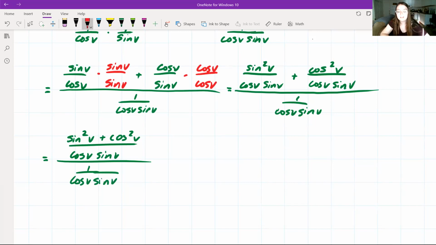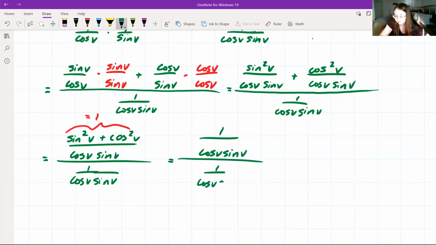Which now we can realize that in the numerator of our numerator, we have sine squared of v plus cosine squared of v, which we know is equal to 1. So this simplifies down to 1 over cosine of v sine of v divided by 1 over cosine of v sine of v. So obviously we have the same thing in our numerator and our denominator. So this ends up being equal to 1.